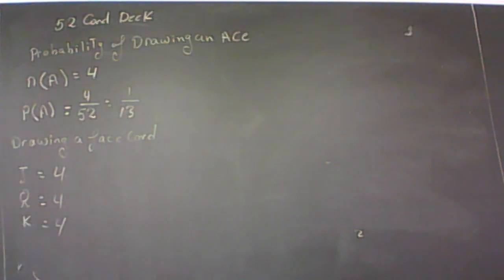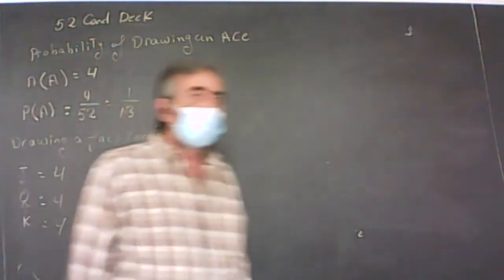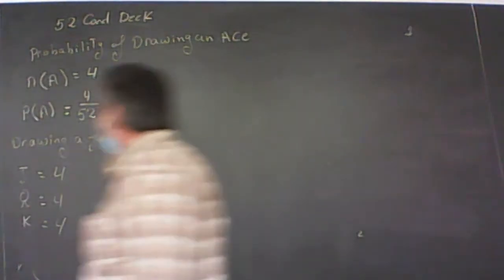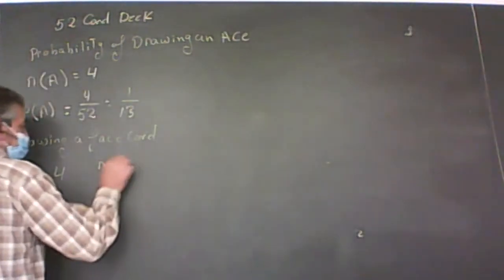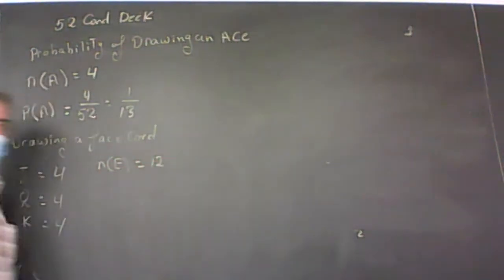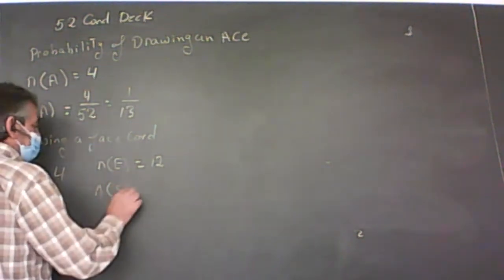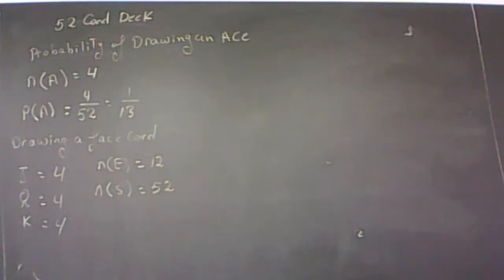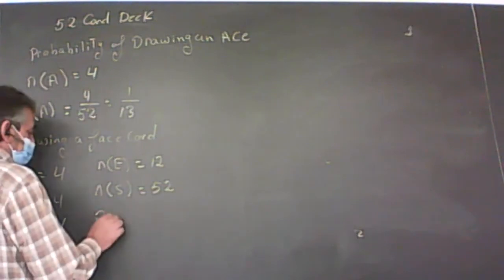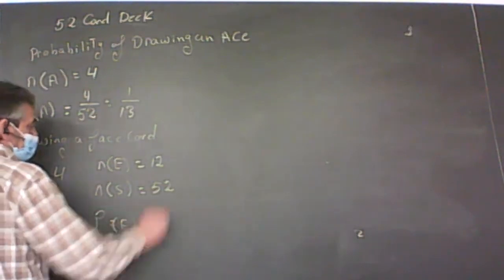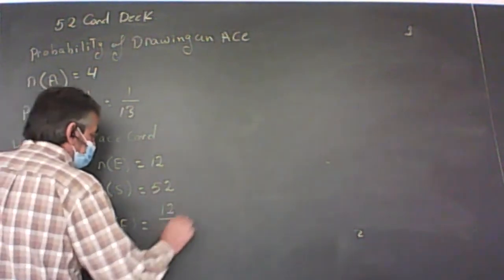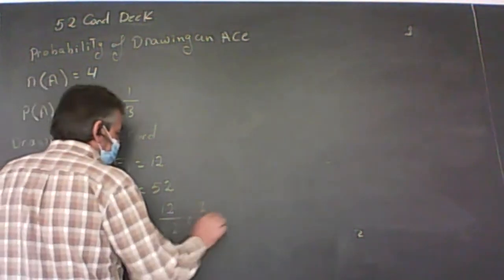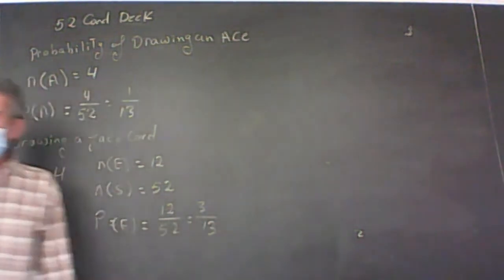Yeah. So how many total face cards do I have? 12. So then we do have the number of the event equal 12. And then the sample space, we have n of the sample space is equal to 52, because we have 52 different cards, yes? And in this case, the probability of E is 12 divided by 52, and that's going to be 3 over 13. Yeah?